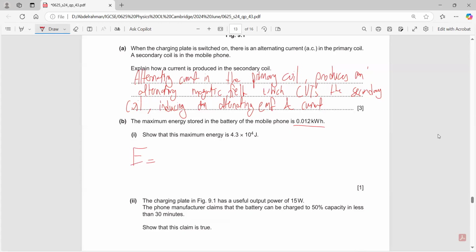So energy equals power times time, which is 0.012 times 1000 because of the kilowatts, and then 60 and 60. 0.012 times 1000 and then multiplied by 60 and 60 is 43,200 joules, which is equal to 4.3 times 10 to the power of 4 joules.